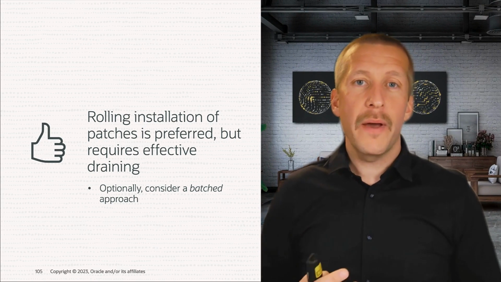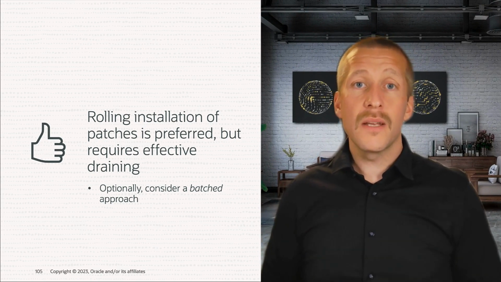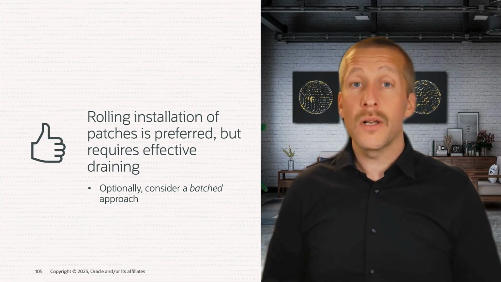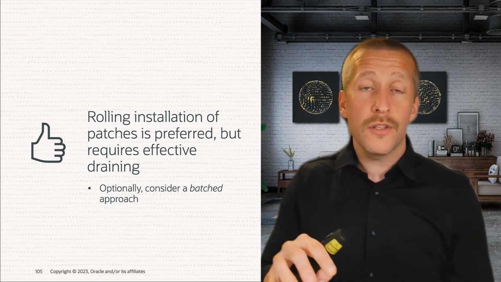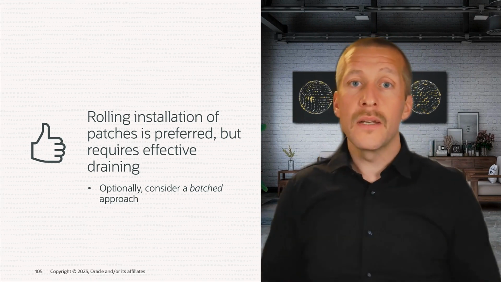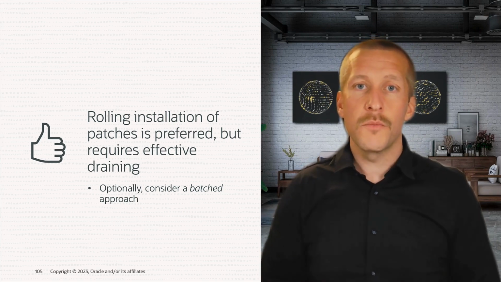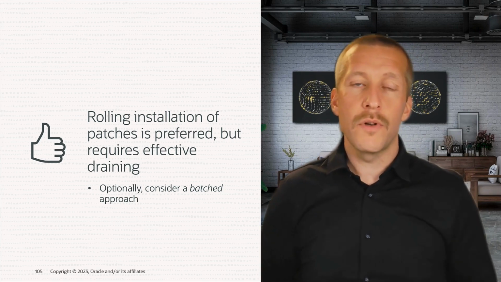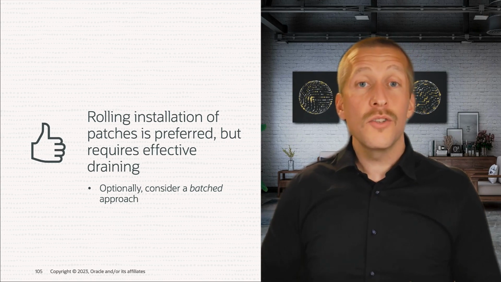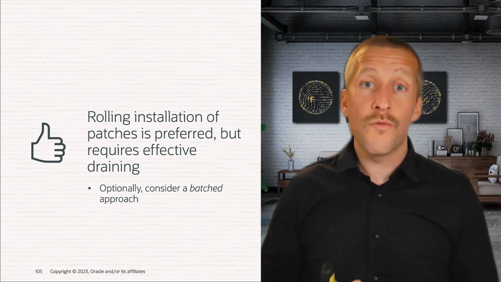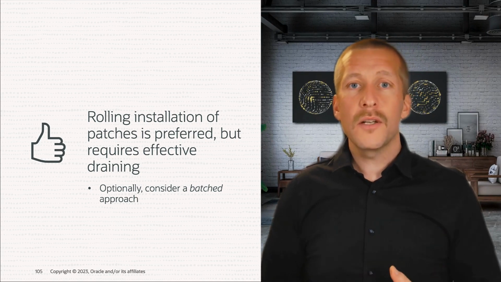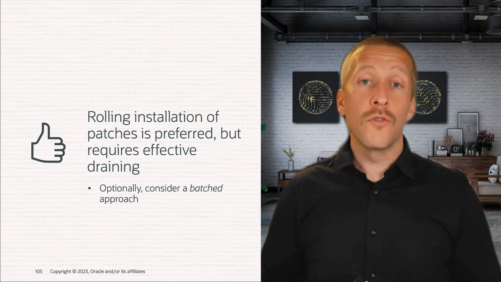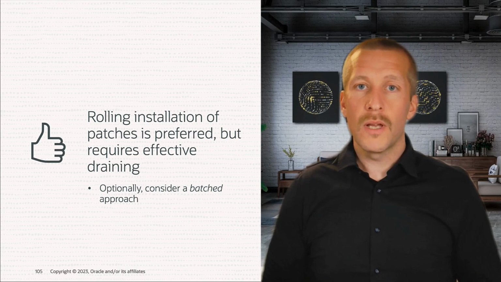Rolling installation of patches is really preferable. It is the best way of applying patches to your cluster because you don't take down the database. You can patch your infrastructure, but the database remains online. You can hide the outage from your users. Rolling patches is really cool. But in order to do it effectively, you must be able to drain your instances fairly quickly. If you have problems draining, then consider rolling in groups instead of a traditional rolling patch installation.